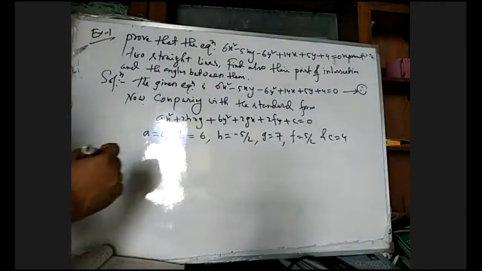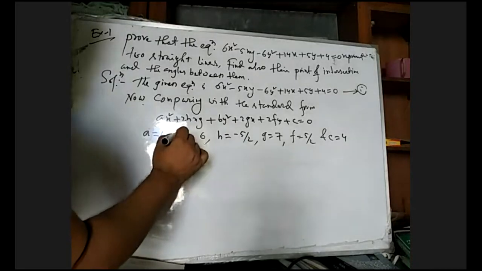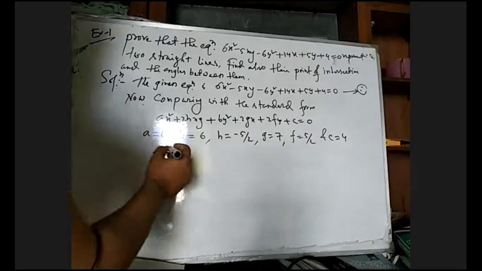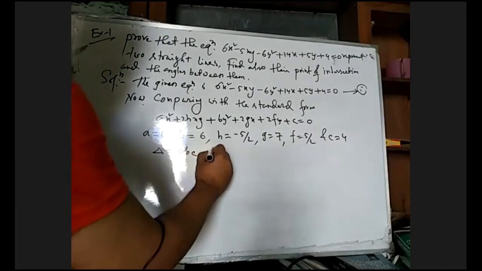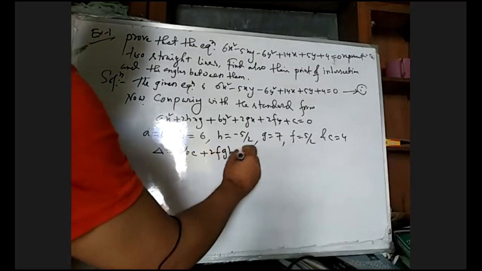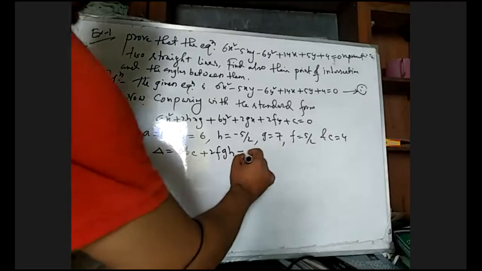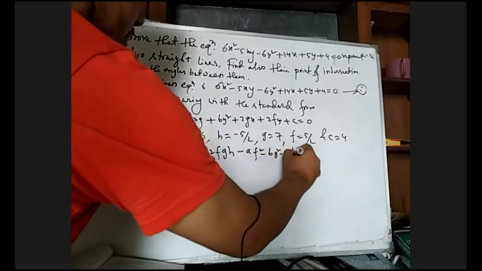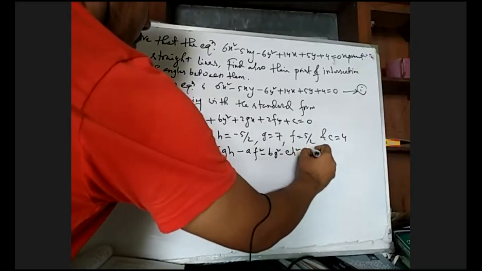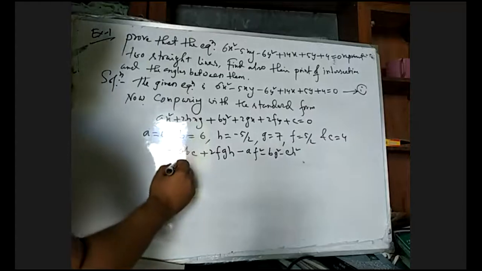So, now we will find the value of del. Del equals to what? ABC plus 2FZA minus F square minus BZ square minus CA square equals to what will be, just putting all the values.